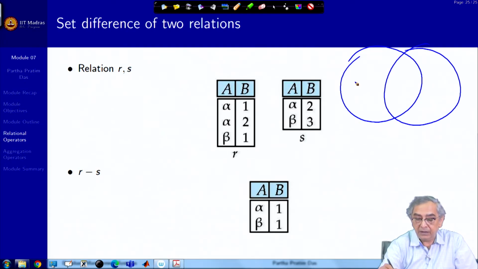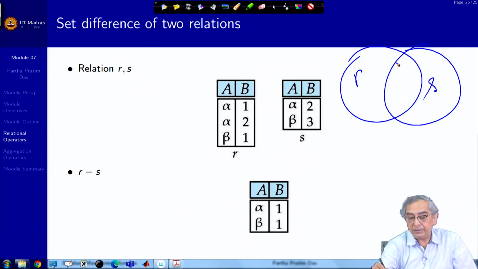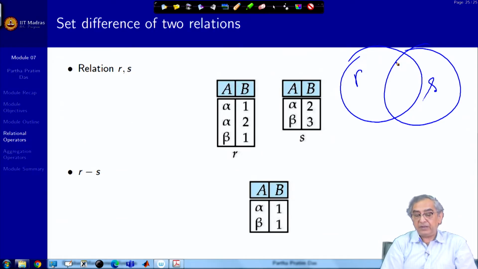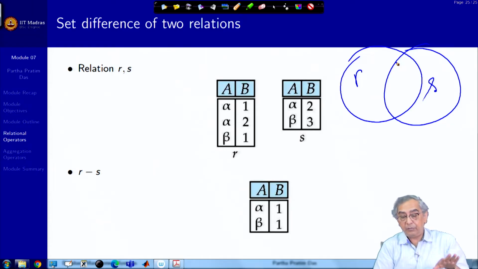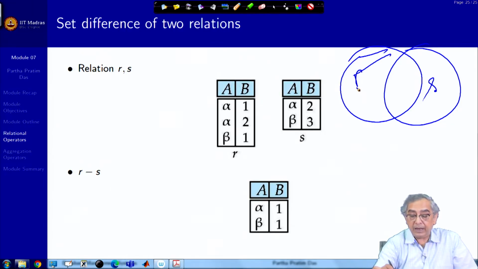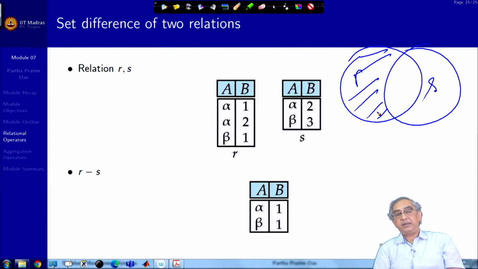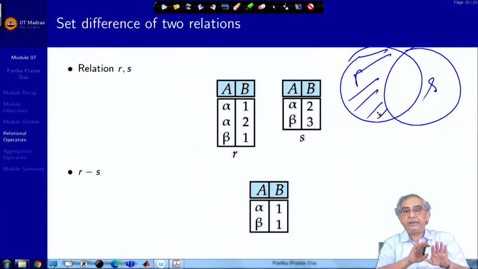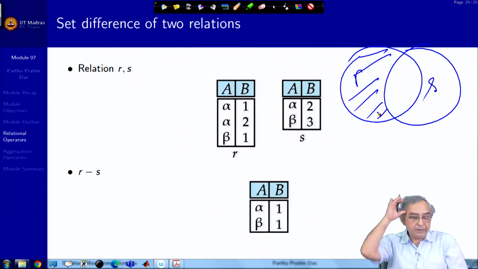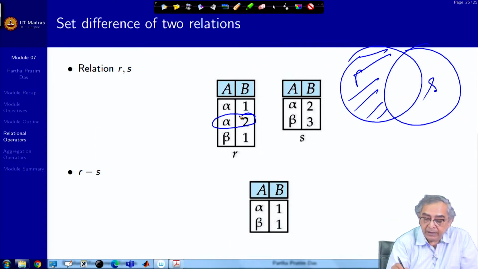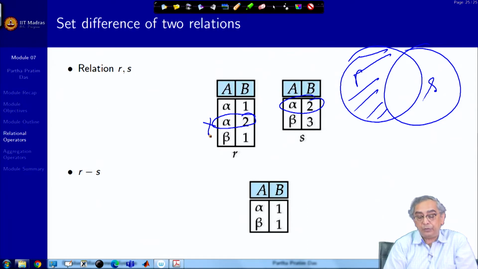This is a difference, right? I have a set R, I have a set S. What is difference? Difference is what is there in R but not in S, right. So, you take out those things in S which are already in R. So, this is there, this is there. So, you have to take out this element, this row, and you are left with the rest.